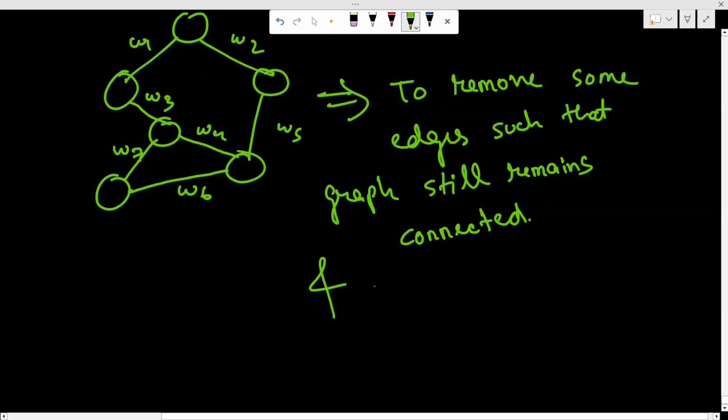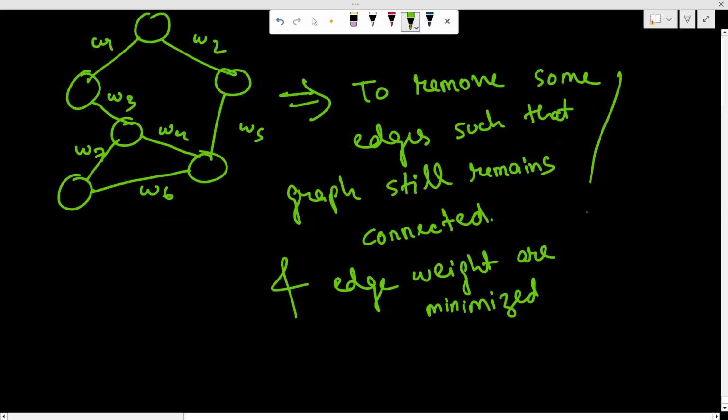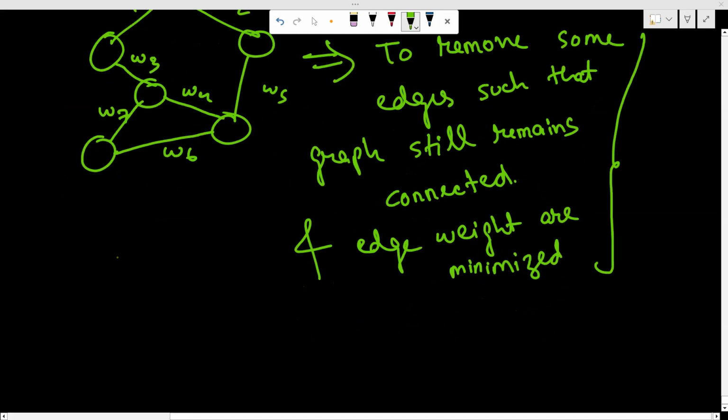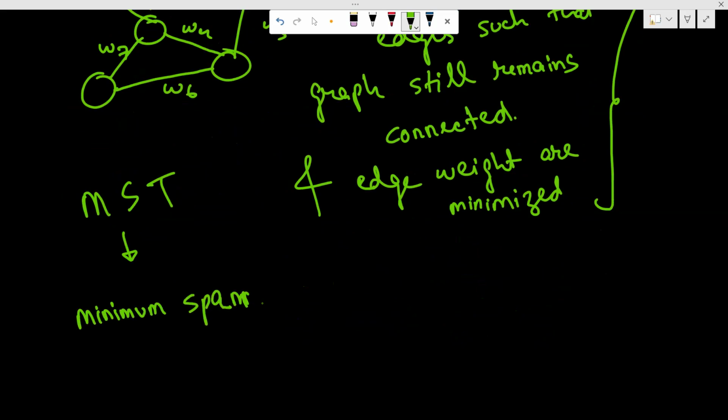And edge weights are minimized. Have you all heard of anything like this before? Yeah, this is nothing but the MST of the graph. So this question is actually based on MST, which is nothing but, its full form is minimum spanning tree.